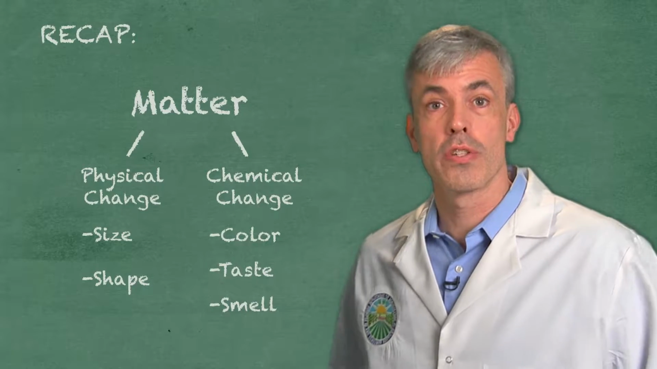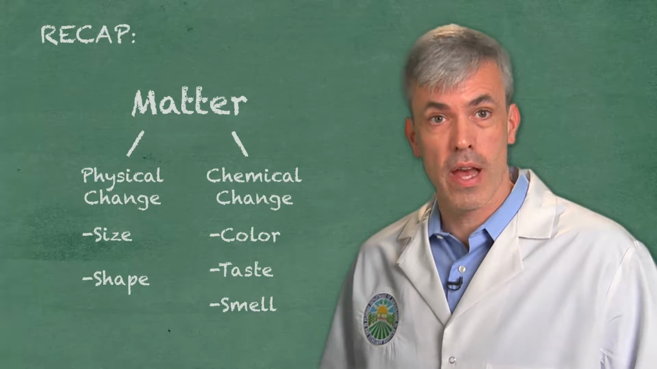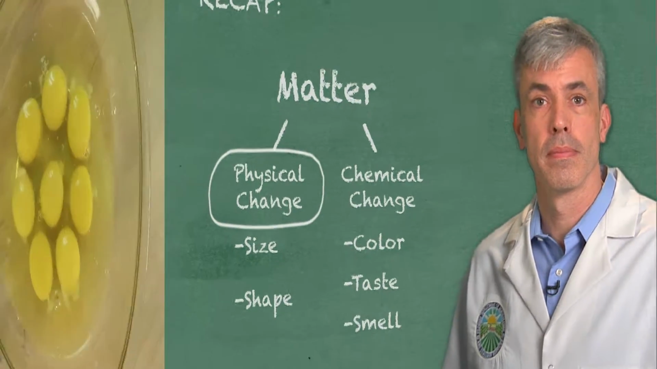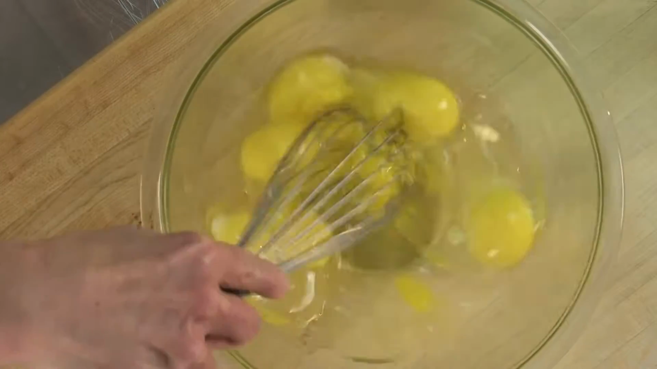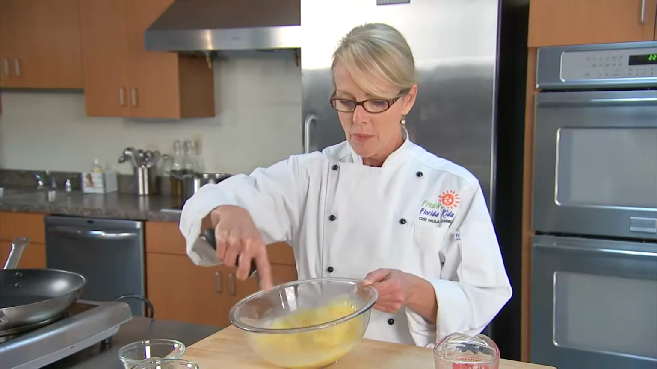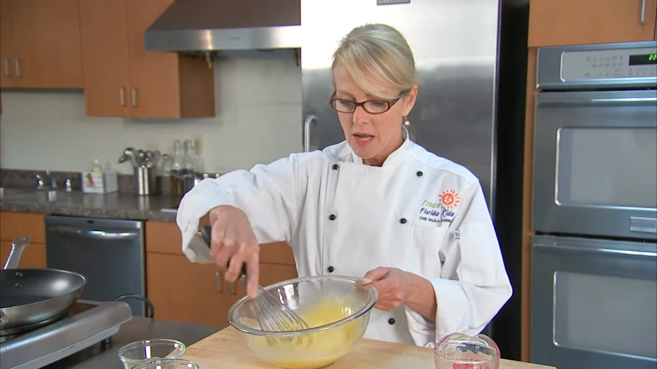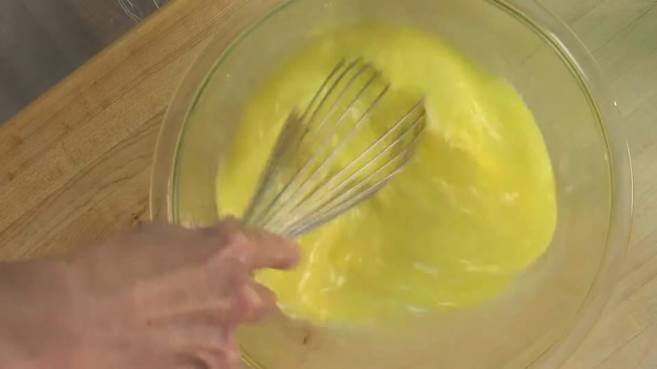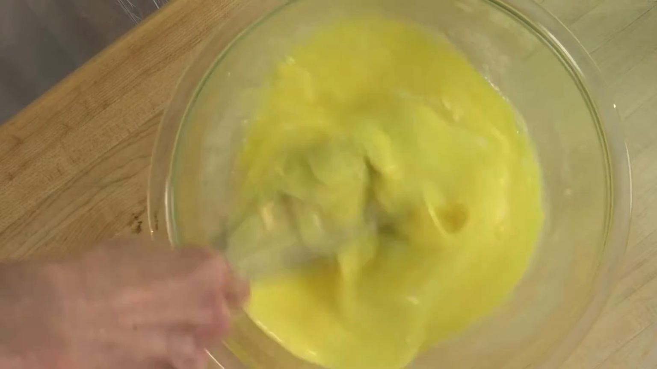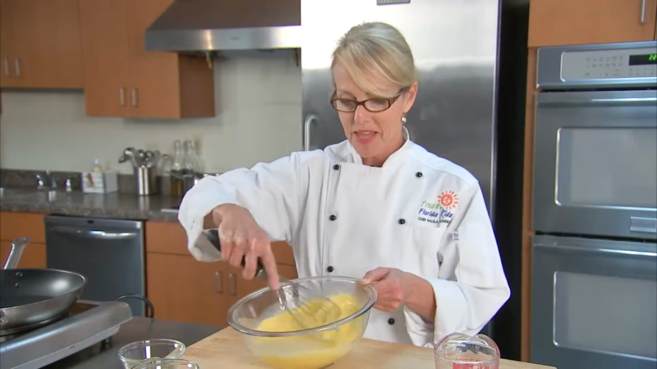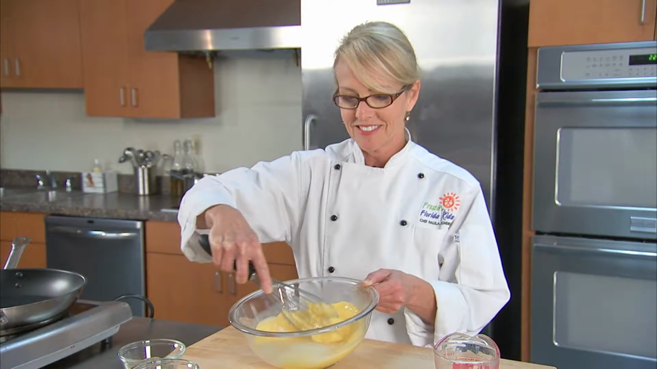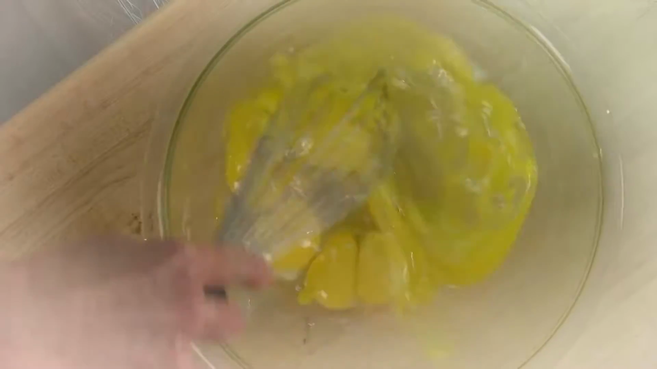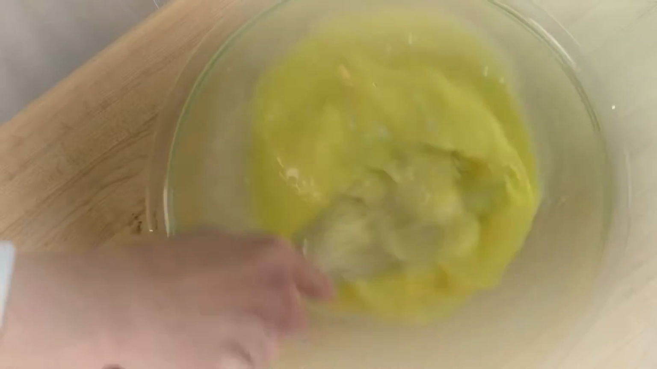Since the only real change that occurred was the cracked shell, this is actually a physical change. So now we're going to whisk the yolks, breaking them up until they become a pale yellow color. Keep whisking so that we incorporate air to make them light and fluffy. More extra credit. Is whisking a physical or chemical change?